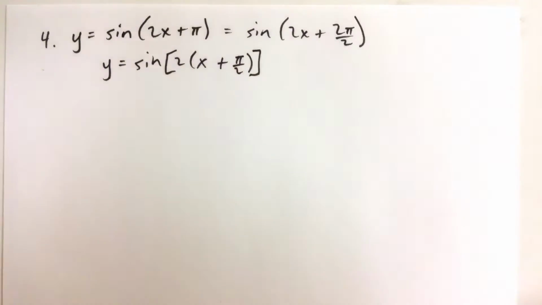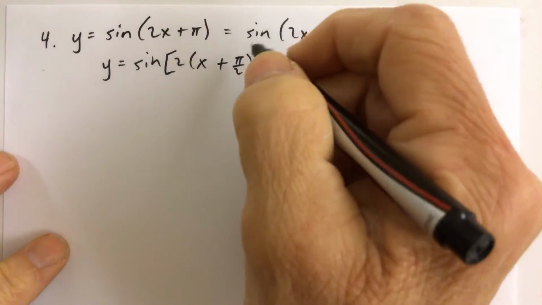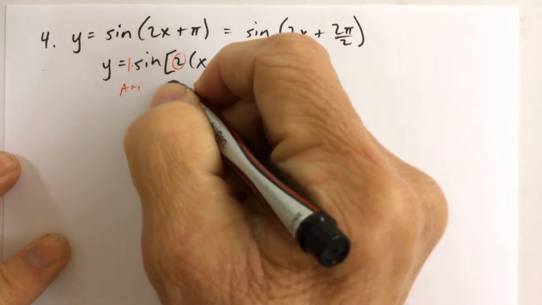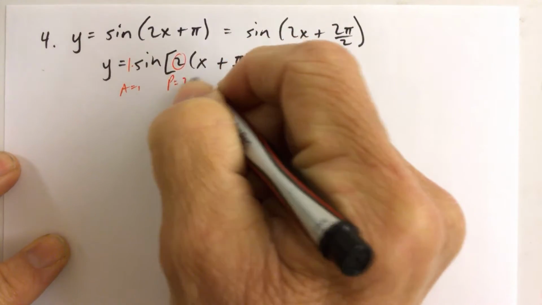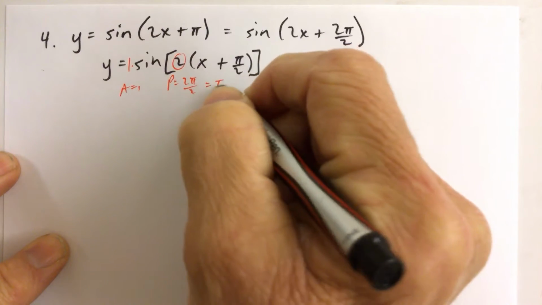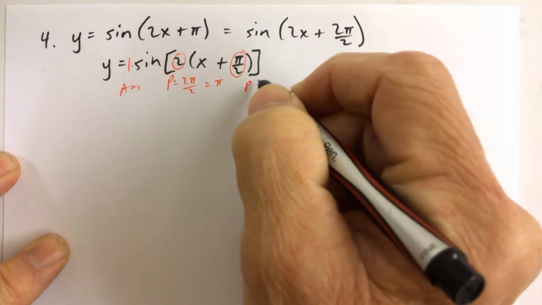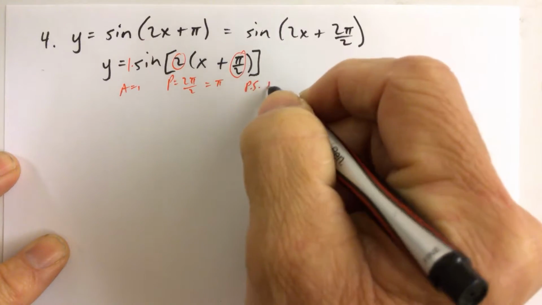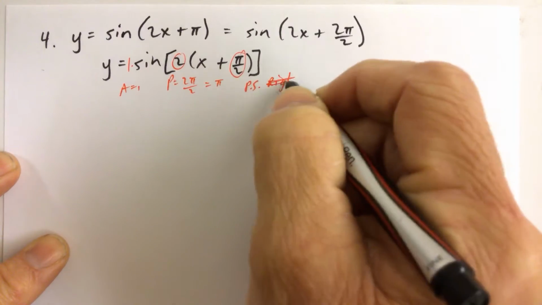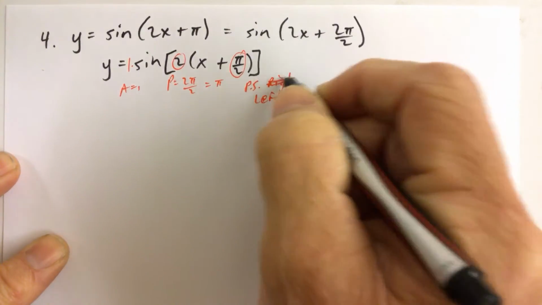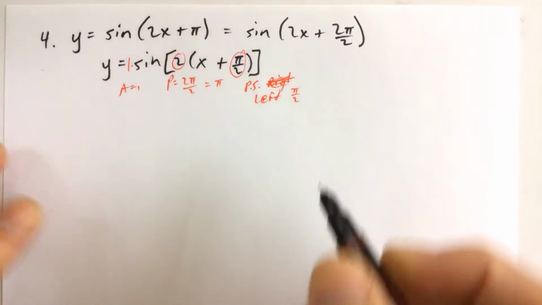So now that we have that, we maybe take a quick glance at what we've got. We've got an amplitude of 1. We've got a period of 2 pi, again, divided by 2, which is pi. And then we have a phase shift. We're going to move it left, pi over 2 radians. So not to the right, because of the plus sign, we're going to go to the left.